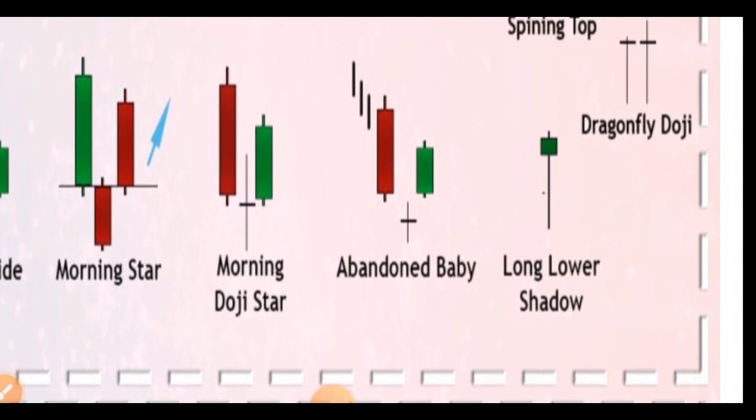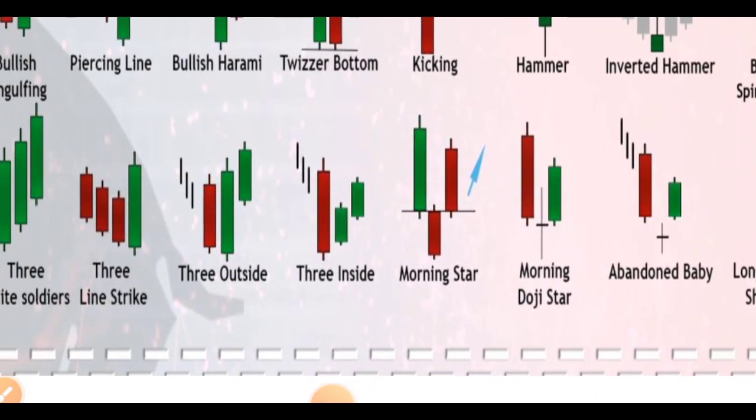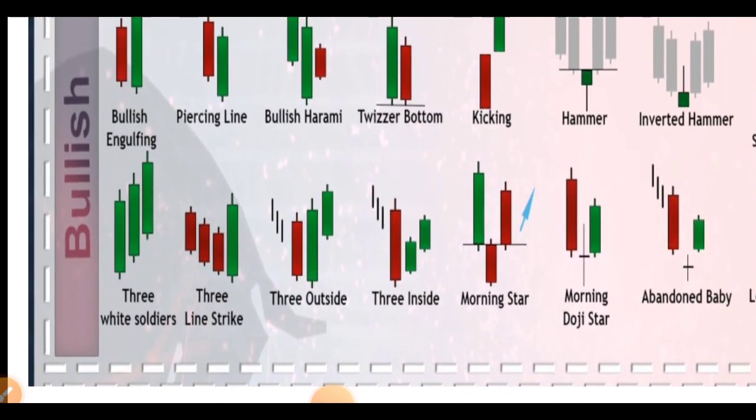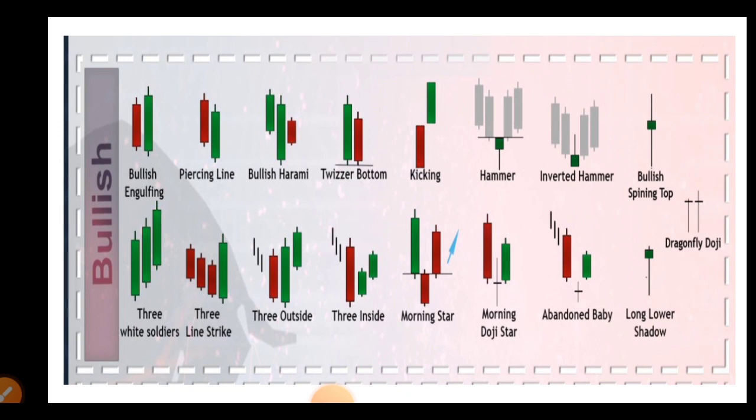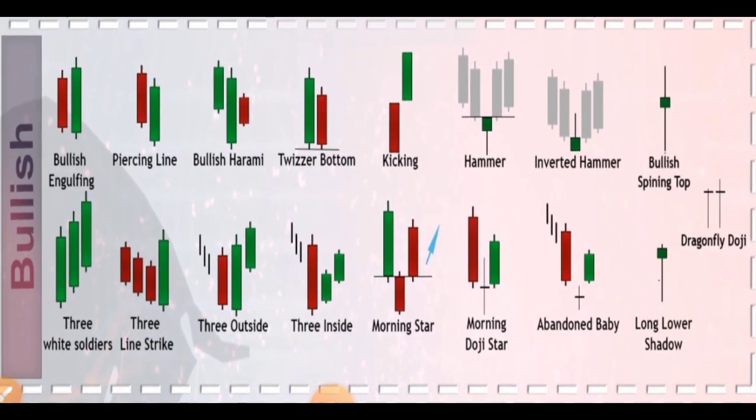Okay, we have the long lower shadow. There are a lot of them. You just pick the ones you can identify. If you can identify three out of these, I'll be happy. Just use them.